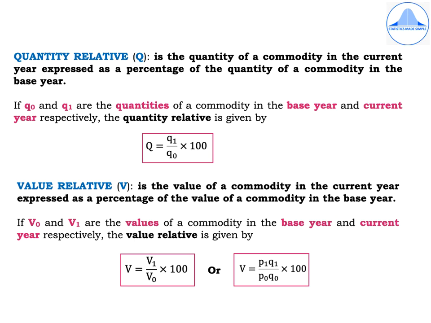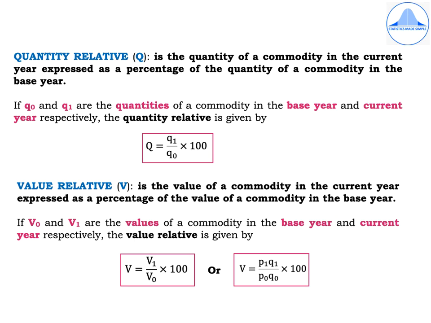The quantity relative is denoted by capital Q and is the quantity of a commodity in the current year expressed as a percentage of the quantity of a commodity in the base year. So if Q0 and Q1 are the quantities of a commodity in the base year and current year respectively, the quantity relative is given by Q equal to Q1 by Q0 into 100.